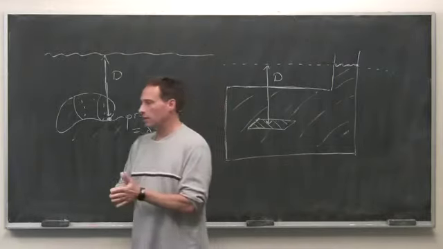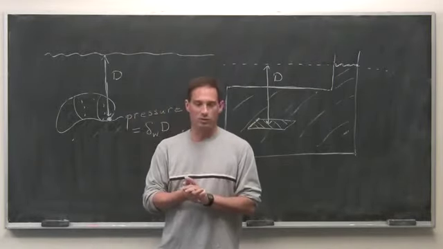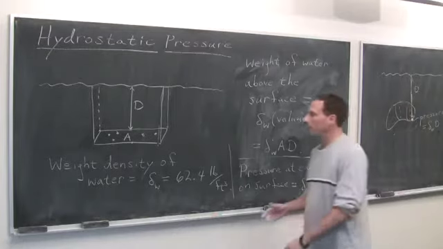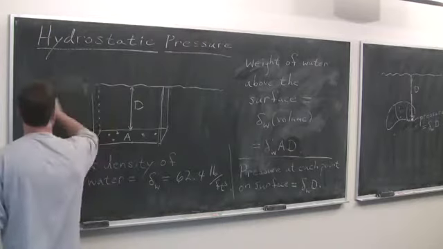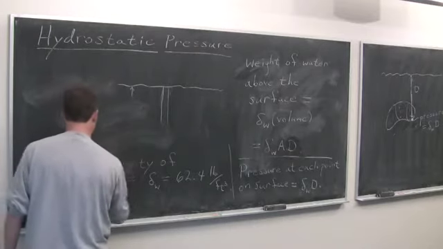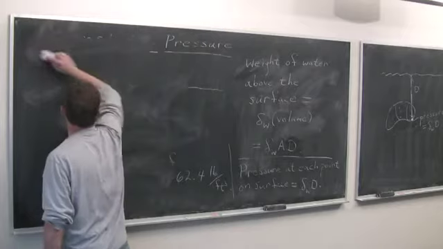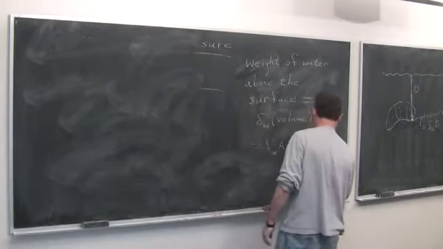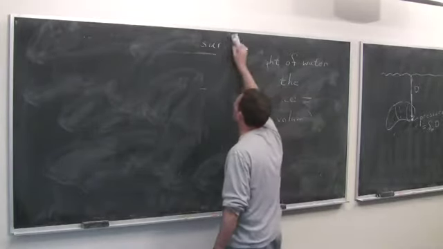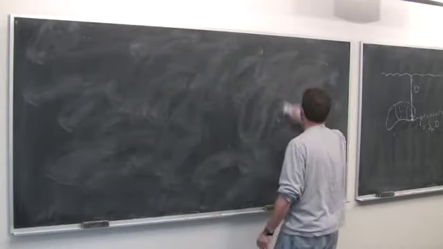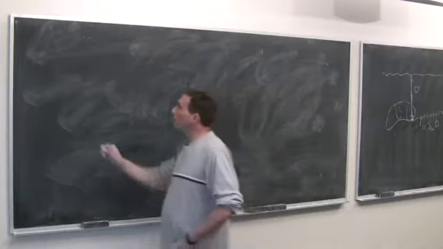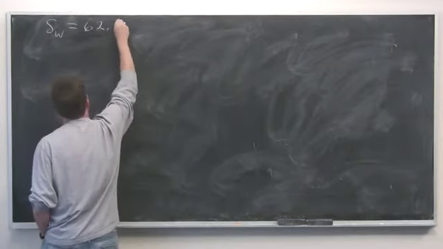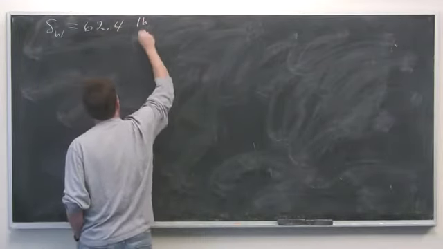What are we going to do with it? We're just going to look at one type of problem. I'm just going to do one example or two, depending on how you count. What we're going to do with it, let me write up here that we're taking the weight density of water to be 62.4 pounds per cubic foot.